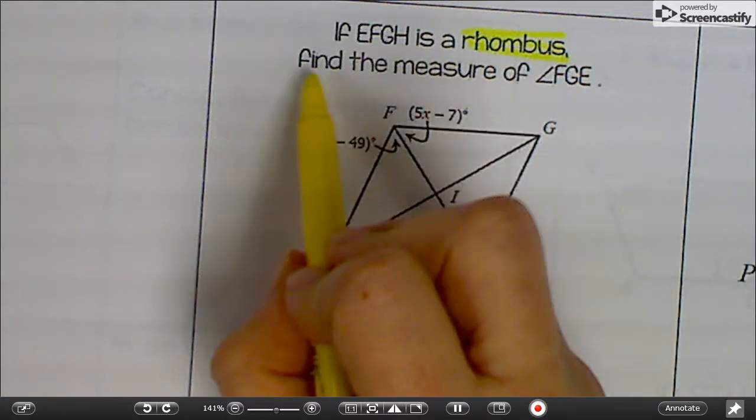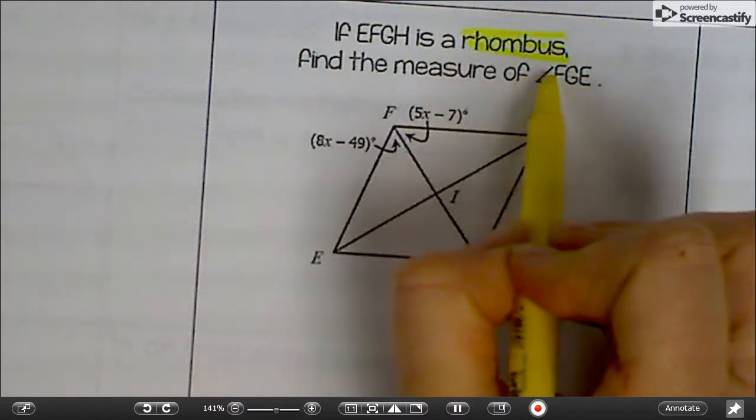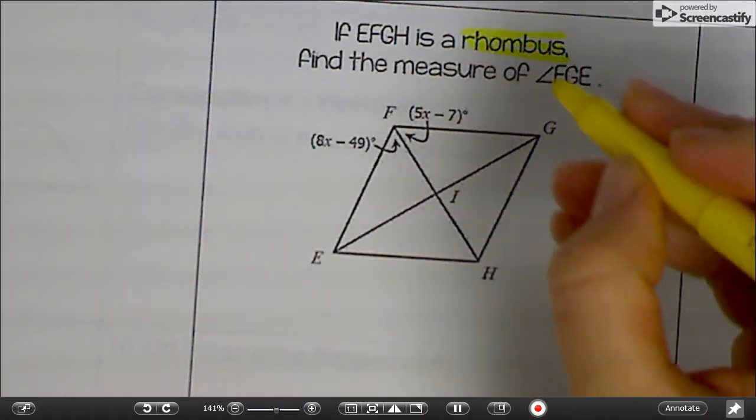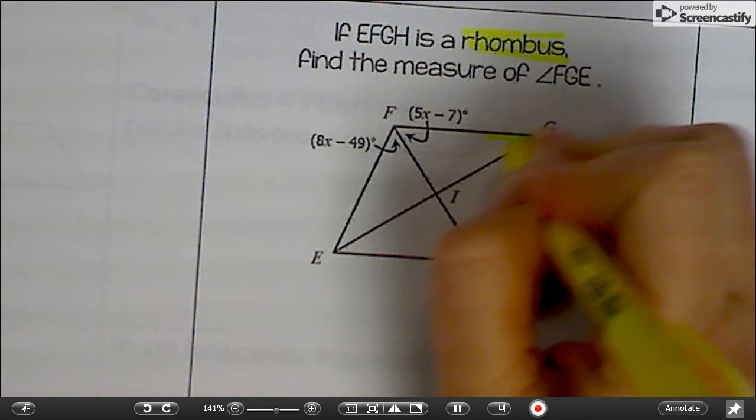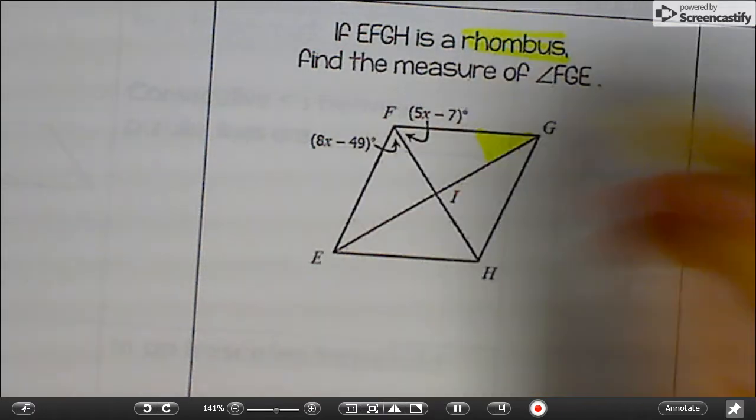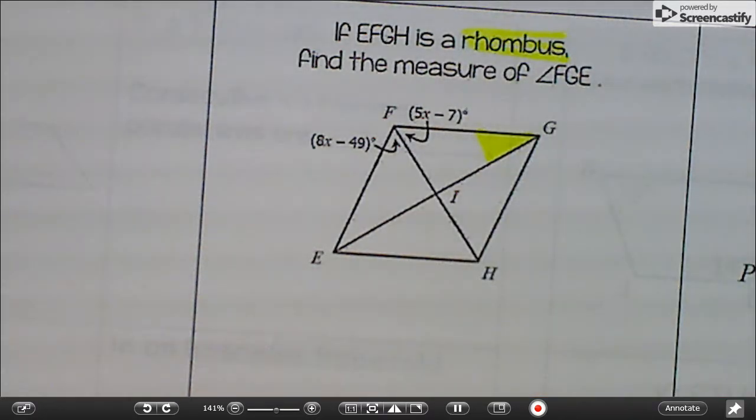The other thing I would do is read the instructions, find the measure of FGE, and somehow indicate in your picture what you're really going for. Because once you solve for X, you're going to want to just be done, but you're not going to be.